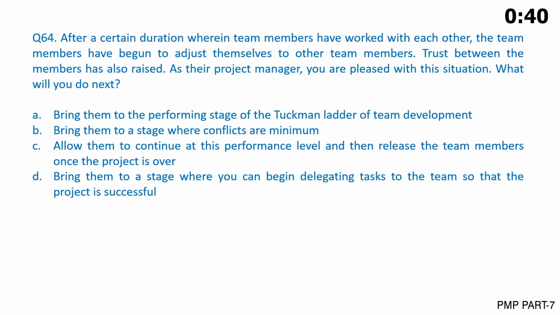A. Bring them to the performing stage of the Tuckman ladder of team development. B. Bring them to a stage where conflicts are minimum. C. Allow them to continue at this performance level and then release the team members once the project is over. D. Bring them to a stage where you can begin delegating tasks to the team so that the project is successful.